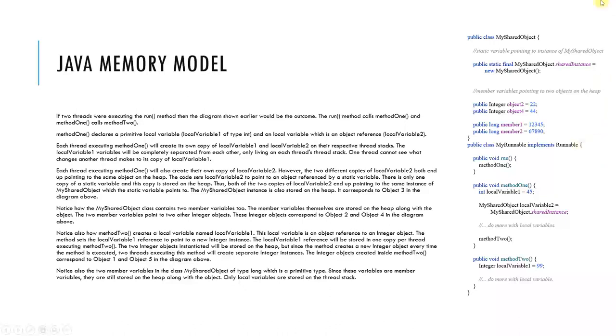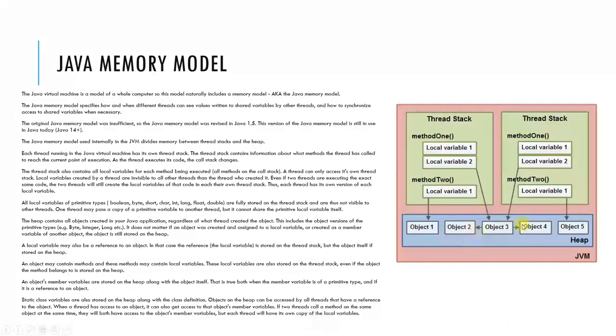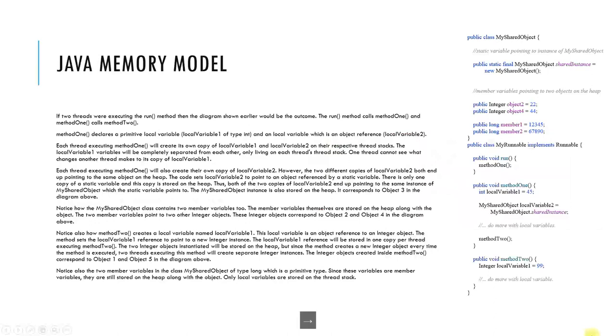On the heap, the code sets local variable 2 to point to the object referenced by the static variable. There is only one MyShared object which the static variable points to. The MyShared object instance is also stored on the heap. It corresponds to object 3 in the diagram. Object 2 and object 4 represent its members like this.